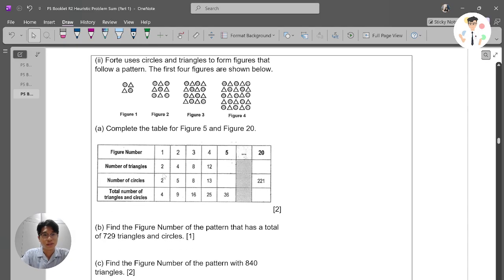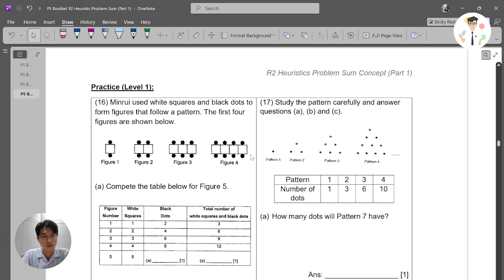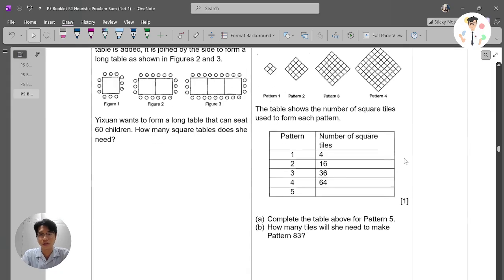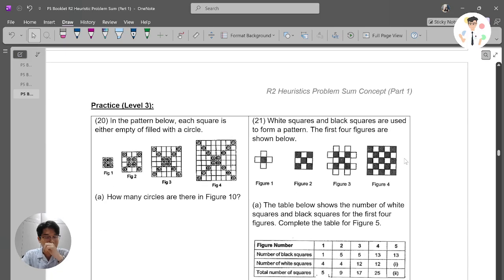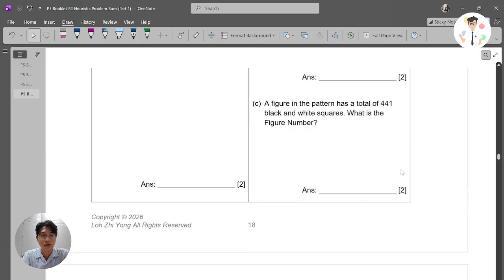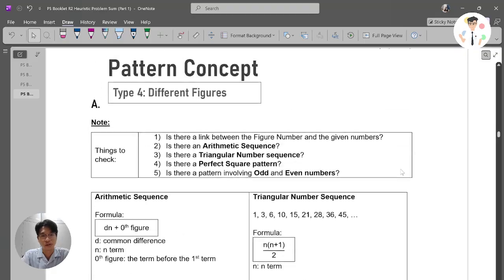Or you can see some figures like this, then you need to find out some of the information. It can be like this, different figures here, different patterns of figures here. It can be even something like this or this. Some of them use the word pattern, some of them use the word figure, but that doesn't really matter. The style of the question is that they will always give you something like this, and they will ask you to find something. This is what I categorize as the pattern concept, Type 4: Different Figures.